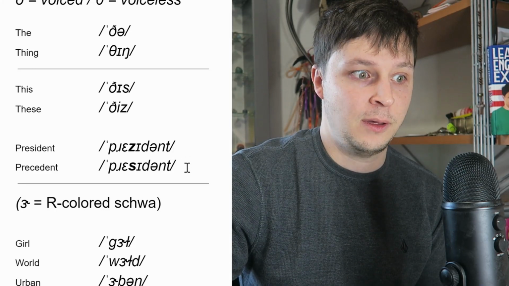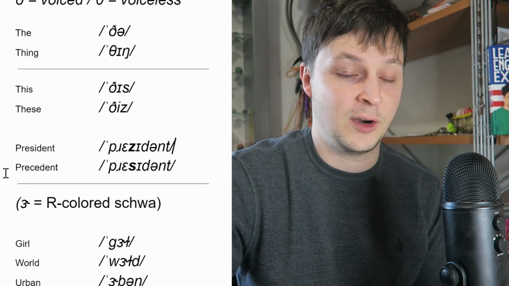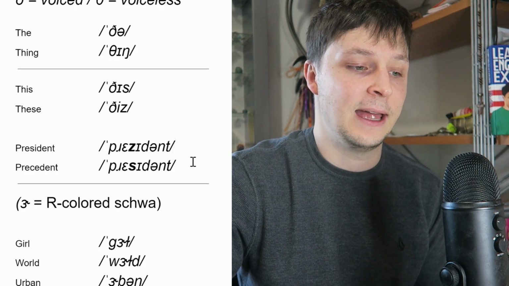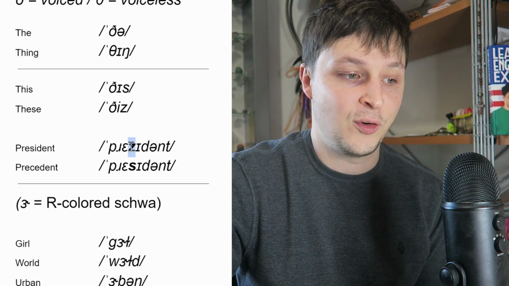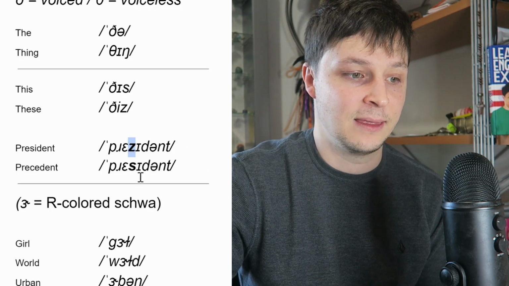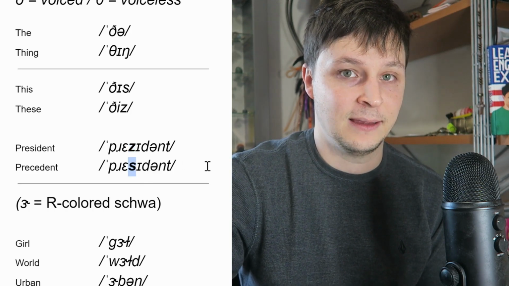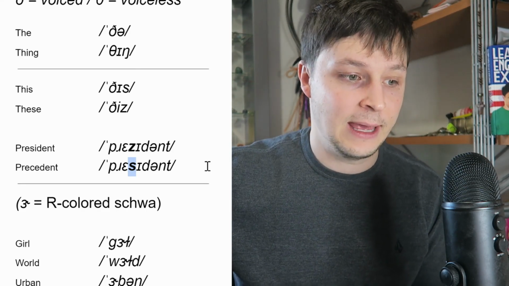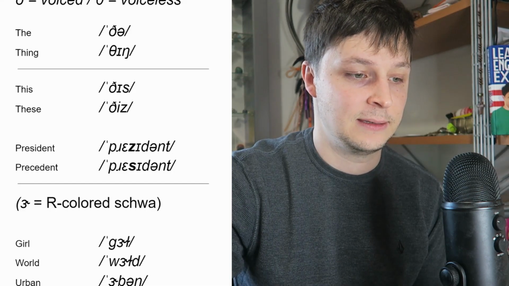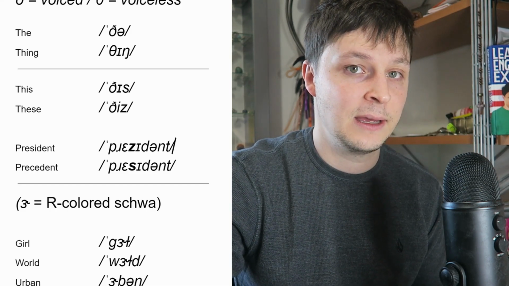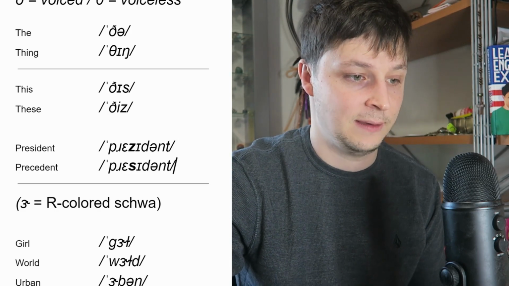Just as a more complex example, but it's still simple, the difference between president and precedent. So when I say it like that quickly, maybe you don't hear a difference, but president has the Z sound, the voiced S, and precedent has the unvoiced or the voiceless S sound. Okay, so president, precedent, president, precedent.